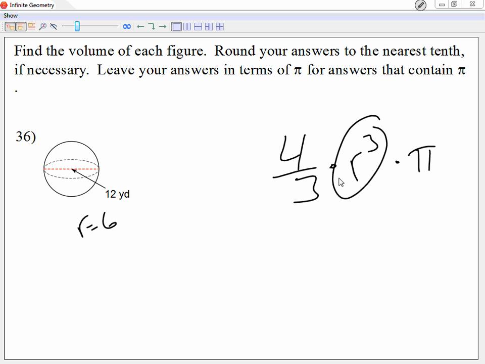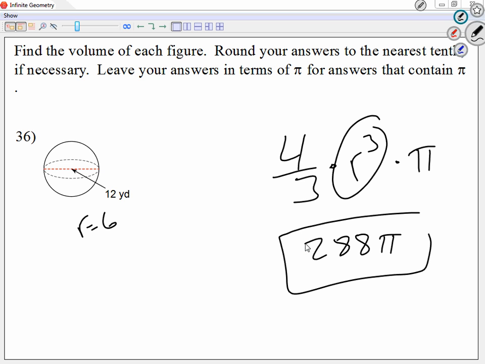Once again, get your radius to the third first. So 6 times 6 times 6. Then multiply by 4 and divide by 3. You should finish with 288 pi. 6 cubed times 4 divided by 3. So on 37 and on, it's area of the base times height divided by 3.